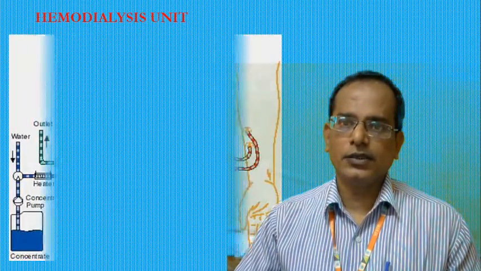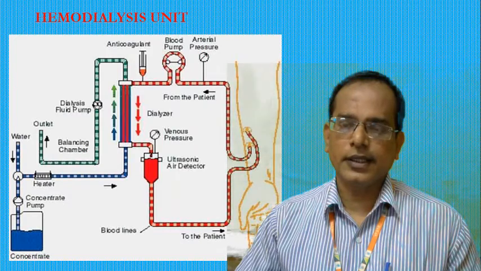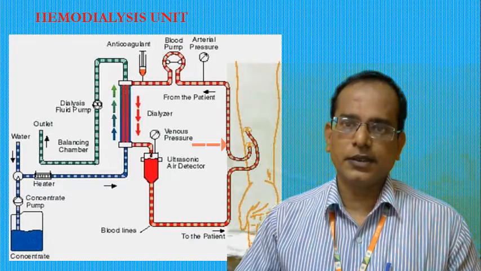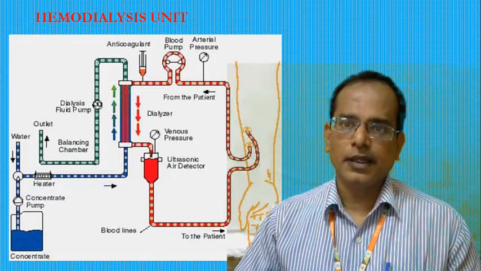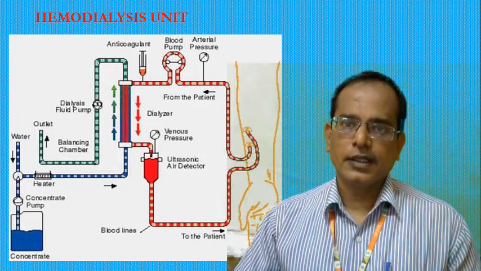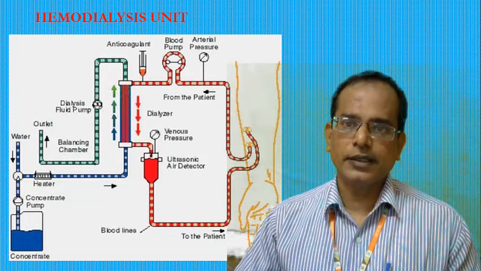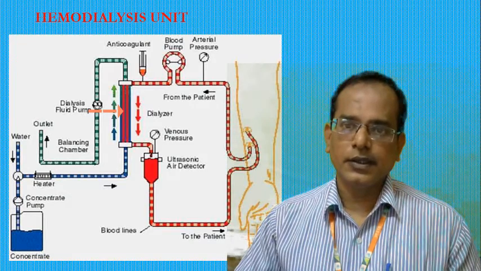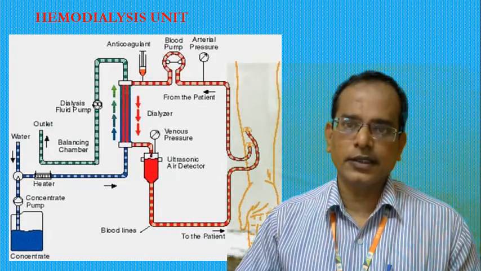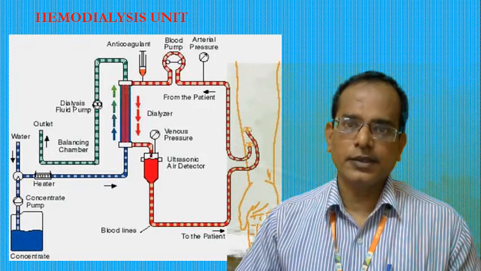So the hemodialysis unit you are seeing here. Here the unclean blood is taken from the arterial line with the help of a blood pump. We know that it is called a peristaltic blood pump. We have already seen that. That is, the unclean blood is directed towards the dialyzer. The dialyzer has the exchange dialysate chamber. So this dialysate chamber has a dialysate concentrate solution and water mixed together.